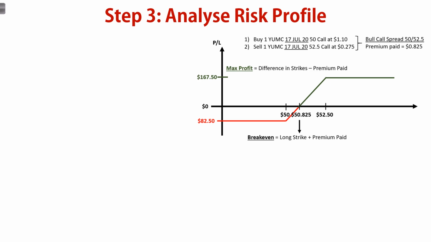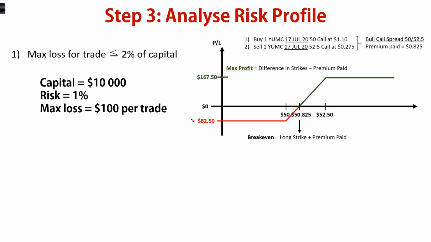Following this, your max loss for the bull call spread must not exceed this amount. For example, if the size of your account is $10,000 and you risk 1% per trade, this means that for each trade, you can only lose a maximum of $100. In that case, you can trade one contract of Yum China bull call spread without problem, since each contract only has a max loss of $82.50.